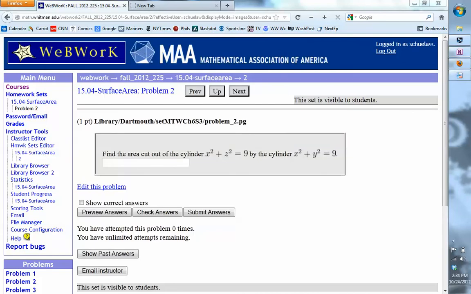I'll try to sketch this for you, but the idea is you have this horizontal cylinder, x squared plus z squared equals 9. That's a cylinder of radius 3 that's going along the y-axis. And then you have this other cylinder of radius 3 that's going along the z-axis. And the vertical one intersects the horizontal one, and the idea is to find the area of those patches that are extracted, in a sense, from that horizontal cylinder.